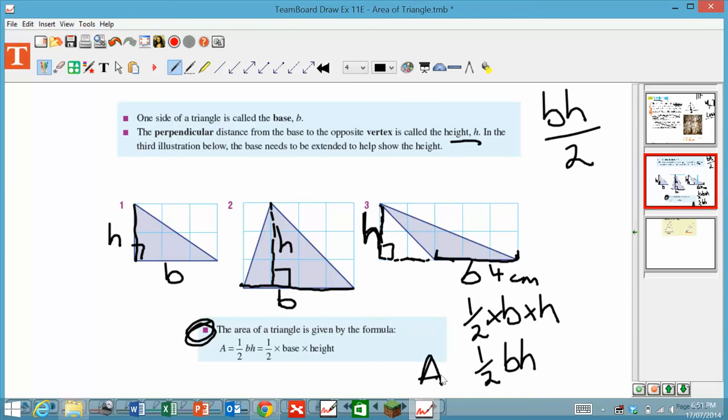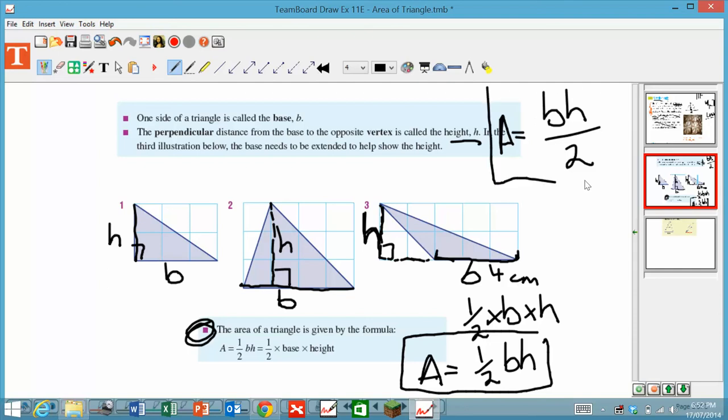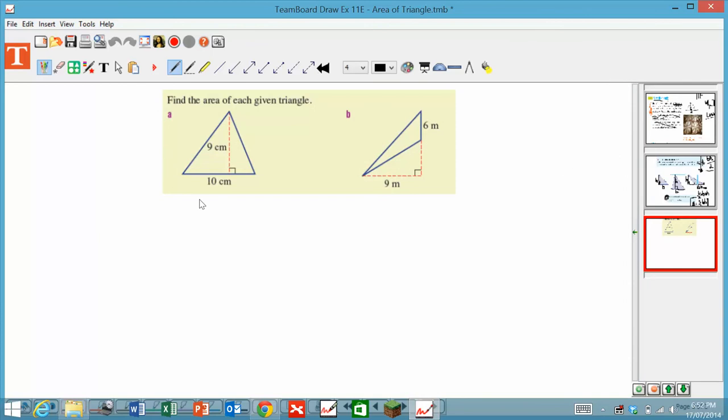So area of a triangle equals that. So that is either your formula or this can be your formula. Okay, I'm not too fussed which one you use. Yeah, both of them work. That might be a little bit simpler, this one, but that one can work as well.